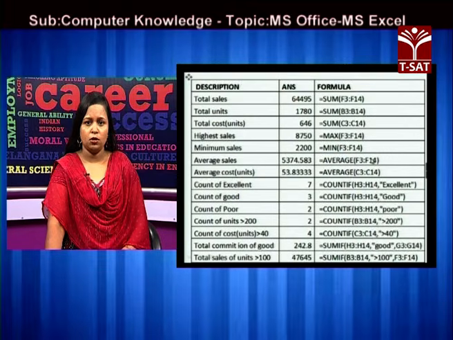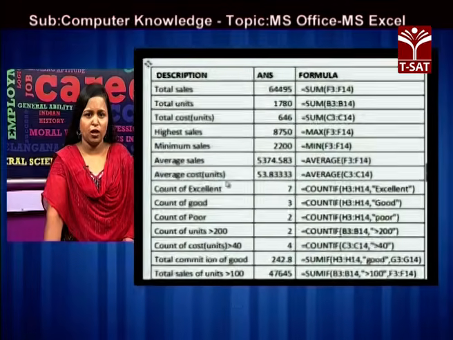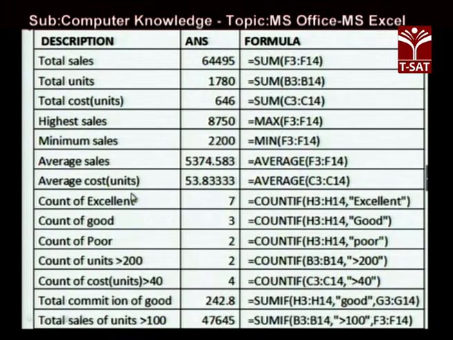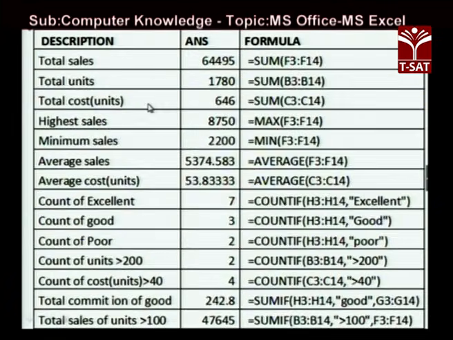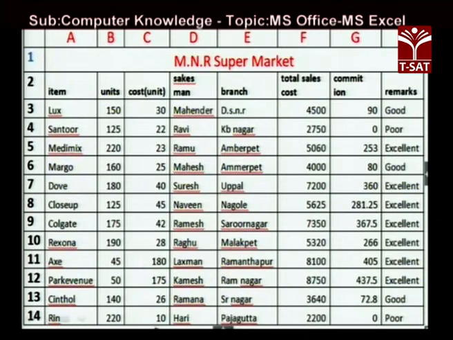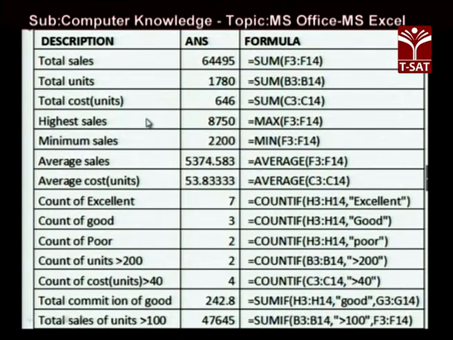53.2. Next, average. After average is average cost. The cost of average we have to calculate. C3 to C14. Cost consists of the C column. So, C3 to C14. This average calculation is equal to average of C3 to C14.